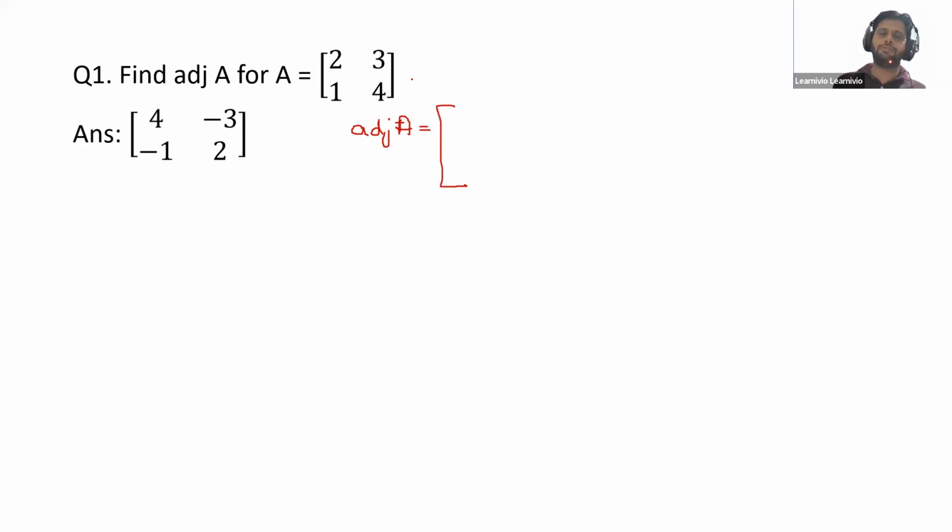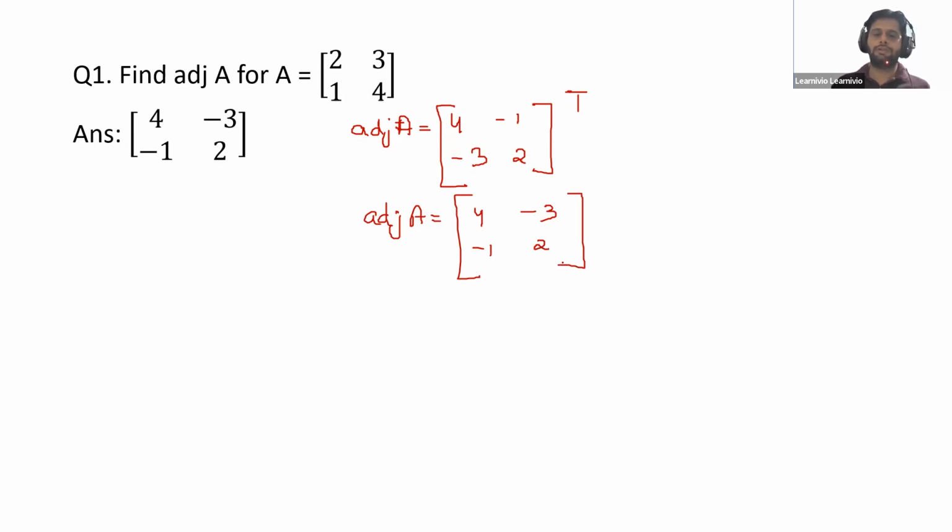So for example, for this one you find the cofactor, which is 4. For this one, minus 1. And for this one, minus 3. For this one, you will get 2. Then you need to take the transpose of this. So what is the transpose? 4, minus 1, minus 3, and 2. Is this clear?